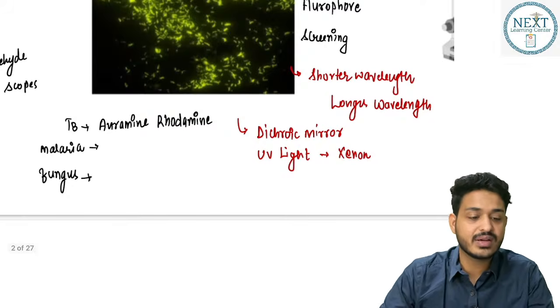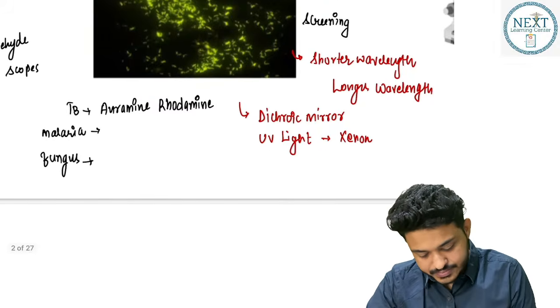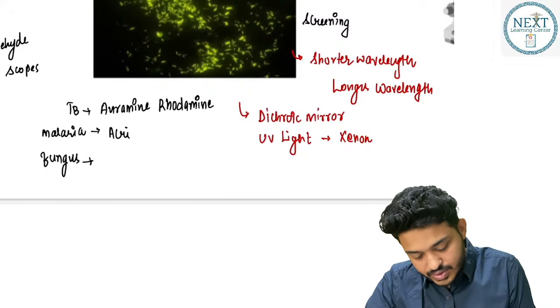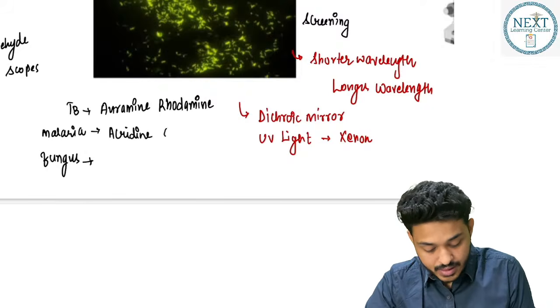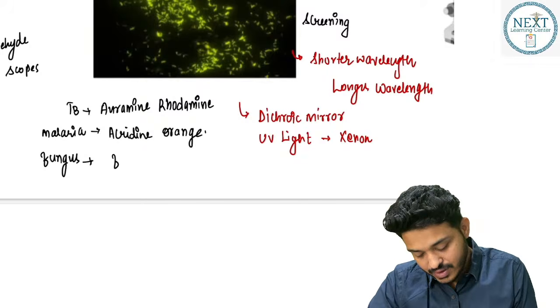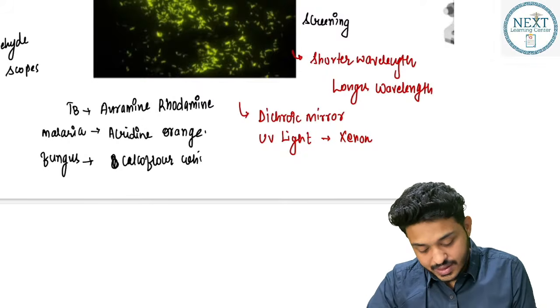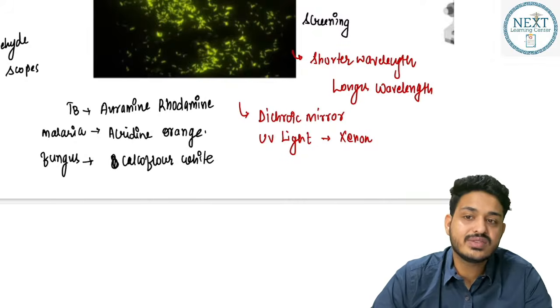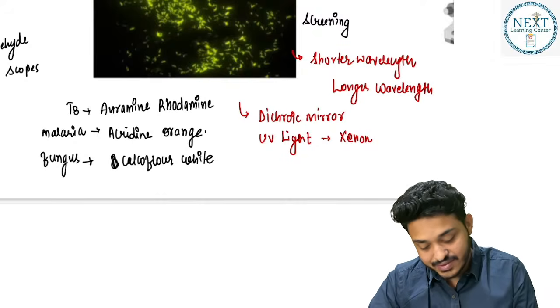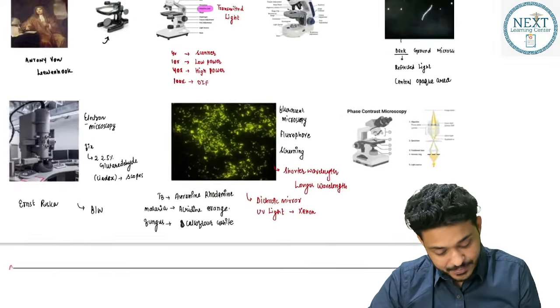What is the dye we are going to use for malaria, beta? For malaria, we are going to use what? That is going to be your acridine orange. Acridine orange for malaria. And F for fungus, this is going to be your calcofluor white. For fungal, we are going to use calcofluor white. So these are the important dyes for TB, malaria, and fungus.